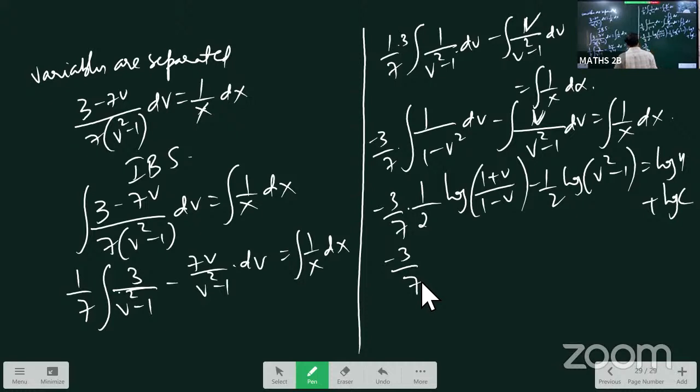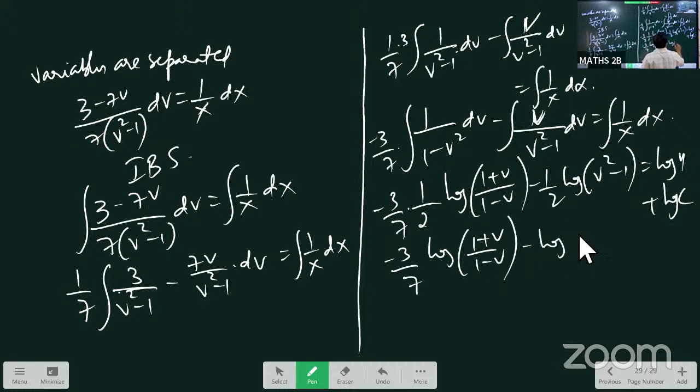Minus 3 by 7. Let us see. Log of (1 plus V) by (1 minus V) minus log of V square minus 1. Log M plus log N is log MN. So 2 log XC it becomes right now.